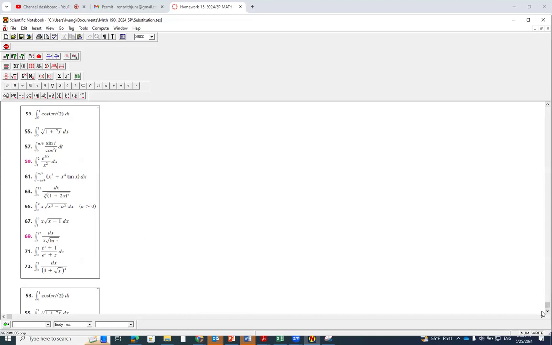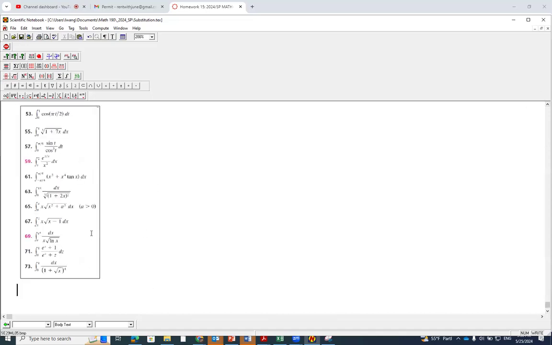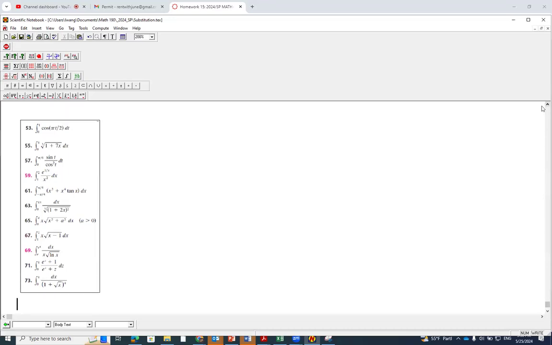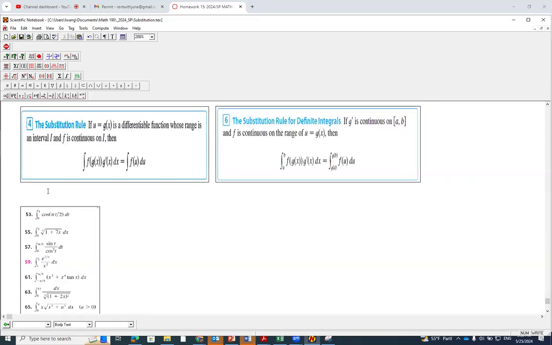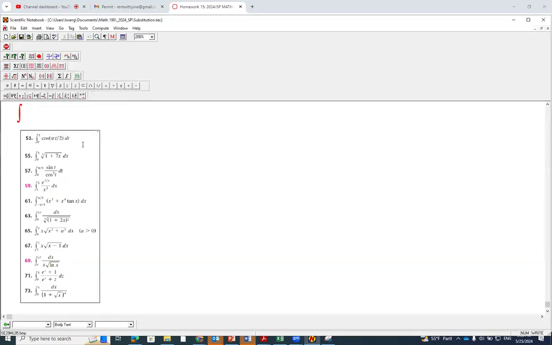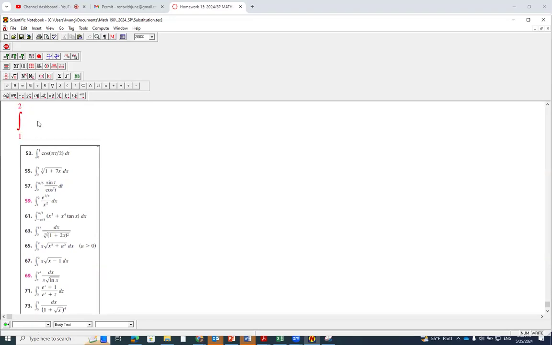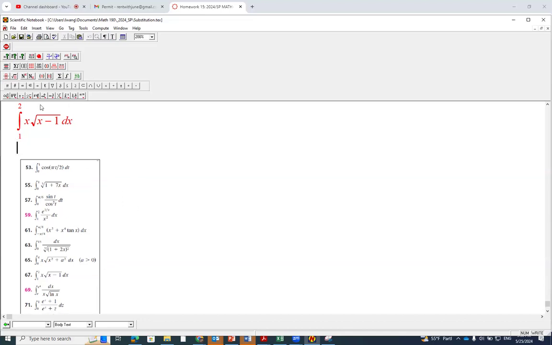Oh, wait, how did I get 2 copies? No, we don't need 2 copies, okay? Just 1 copy. So 67 and 69. 67, it is not because it's so hard. It just requires some algebraic skills, okay? So we have the interval from 1 to 2. And the function is x multiplied by root of x minus 1 dx.